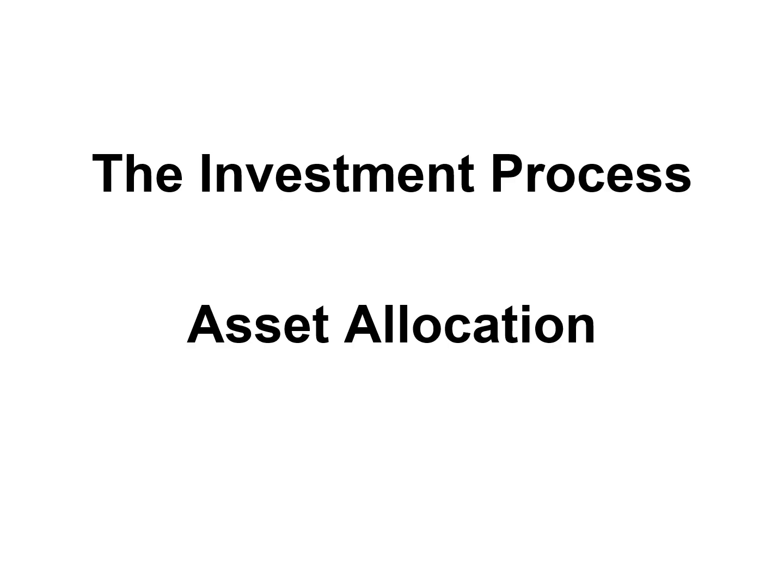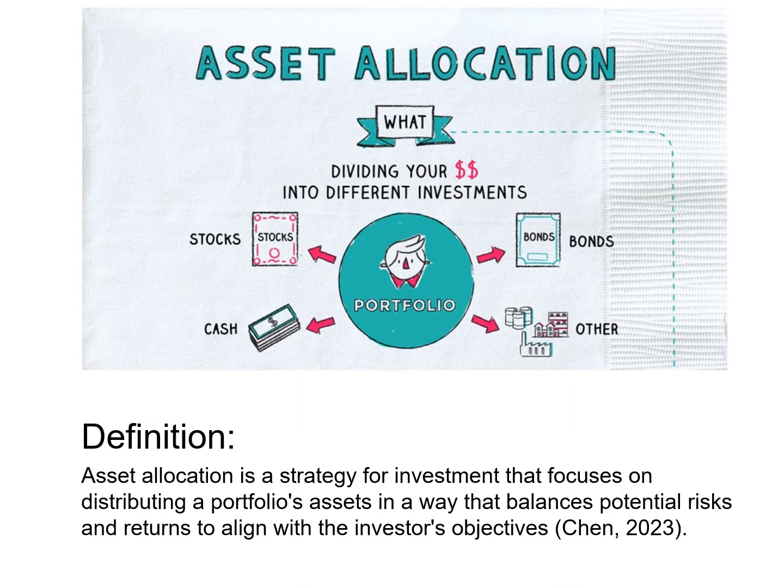Next, we explore asset allocation as a key part of the investment process. Asset allocation may be defined as a strategy for investing that focuses on distributing a portfolio's assets in a way that balances potential risk and returns so that they align with the investor's objectives.